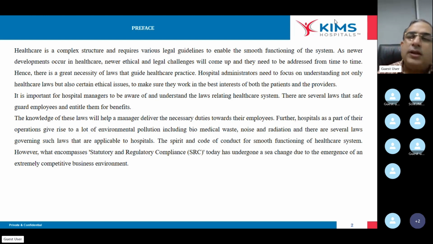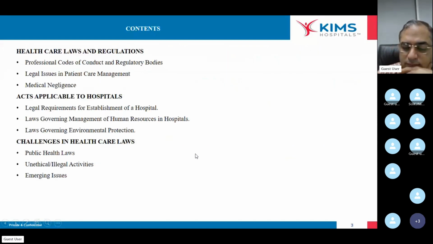So these regulations and these laws which we are referring to here, the statutory and regulatory compliance, will protect the employees. It will prevent them from being cheated or being exploited by the management or by the administration. That is why with the emergence of the competitive hospital business environment, the emphasis on statutory and regulatory compliance has also gone up.